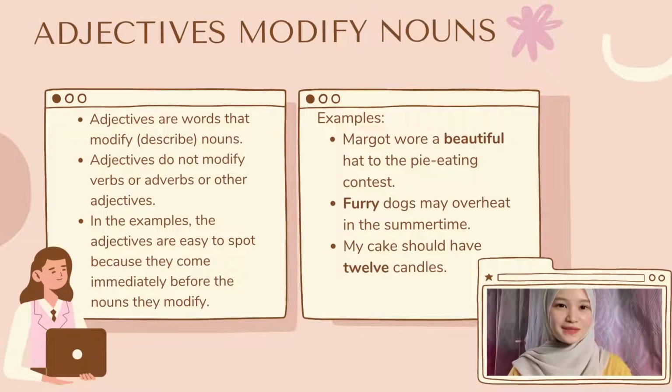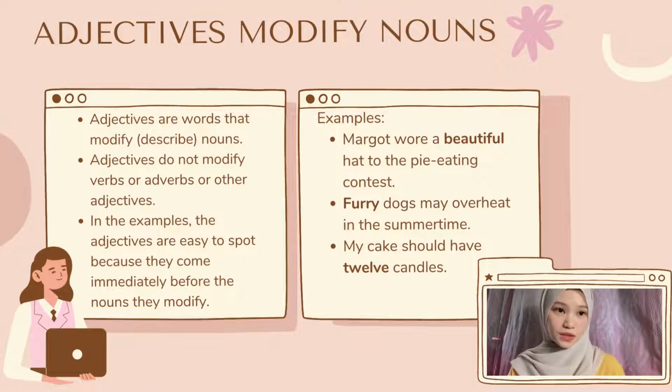I'm Teacher Aqila and today we're going to take a look at the adjective modifying nouns. So we know that adjectives are words that describe nouns, right? So modify, in other words, means to describe. Alright, so adjectives do not modify adverbs or verbs. They only modify nouns. So from the examples that we see in the slides, we can easily spot the adjectives because they come before the nouns.